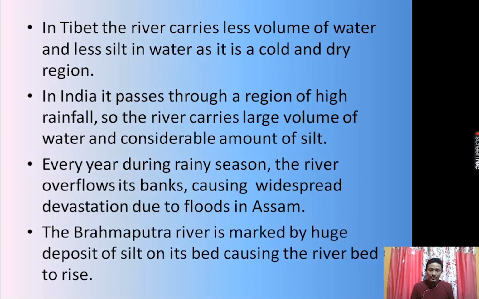As we already know, the sorrow of Bihar is known as the Kosi River. The river Kosi originates in Nepal and the Himalayas, but it ultimately becomes huge and floods Bihar. The Brahmaputra river is marked by a huge deposit of silt on its bed, causing the riverbeds to rise. If there is accumulation or depositional work of rivers for a long time, then ultimately that particular region consists of a huge amount of deposit, right?